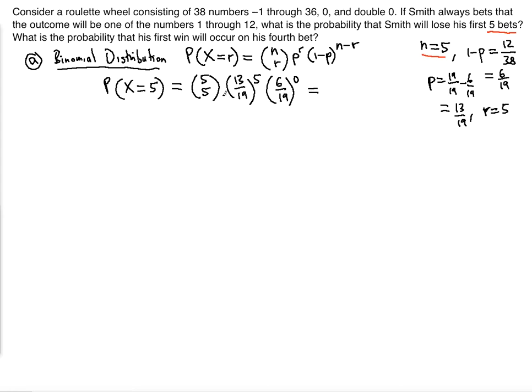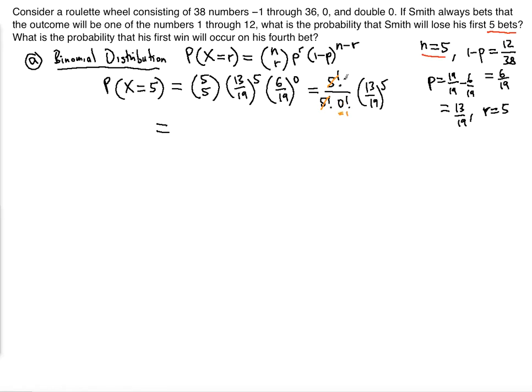Now 5 choose 5 is the same thing as saying 5 factorial divided by 5 factorial times the factorial of the difference of these two numbers, which is 0 factorial, multiplied by 13 over 19 to the 5th power, and any non-zero number raised to the 0 power is 1, right? So we don't have to write this in. So basically what we have is, as you can see, these two cross out, and this is 1, right?